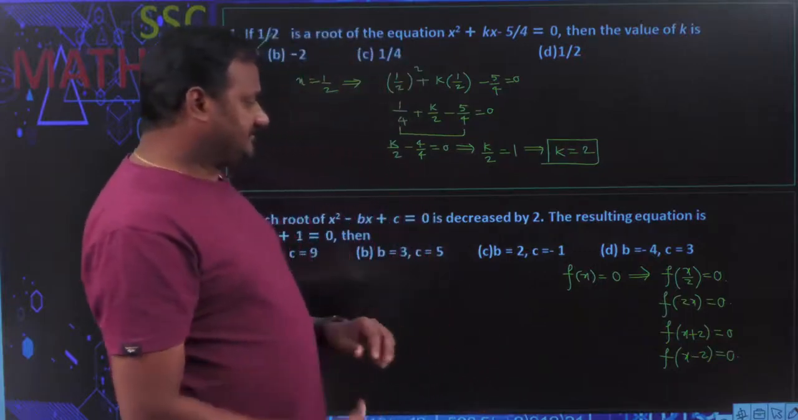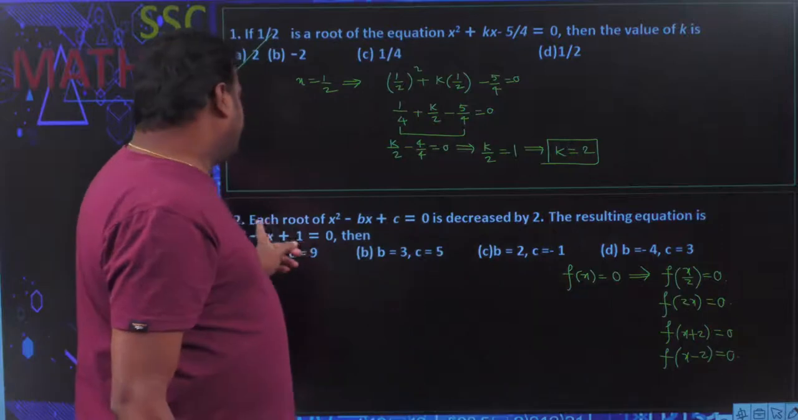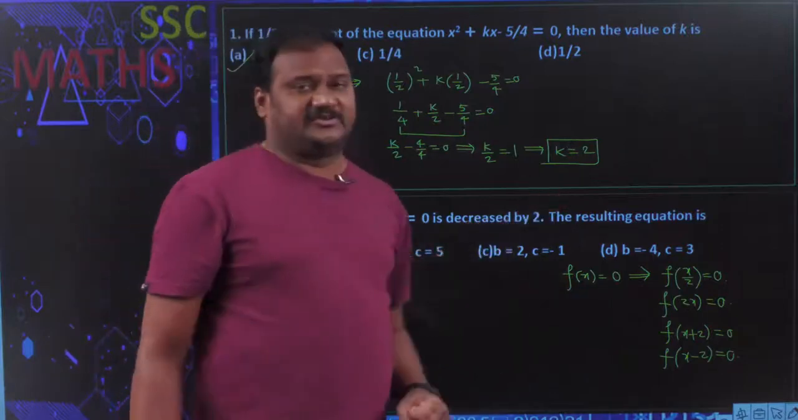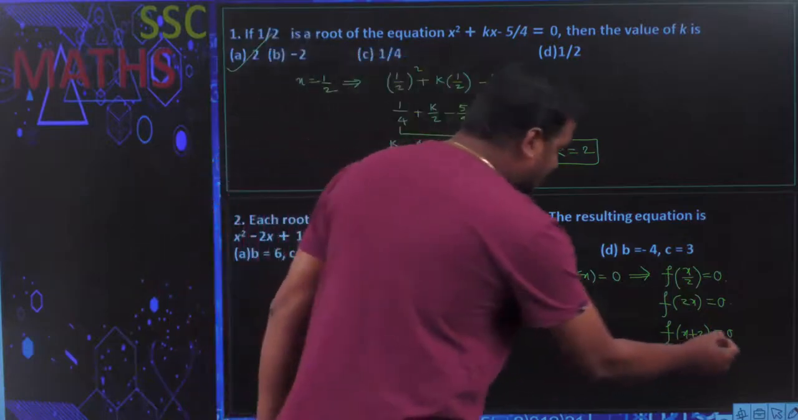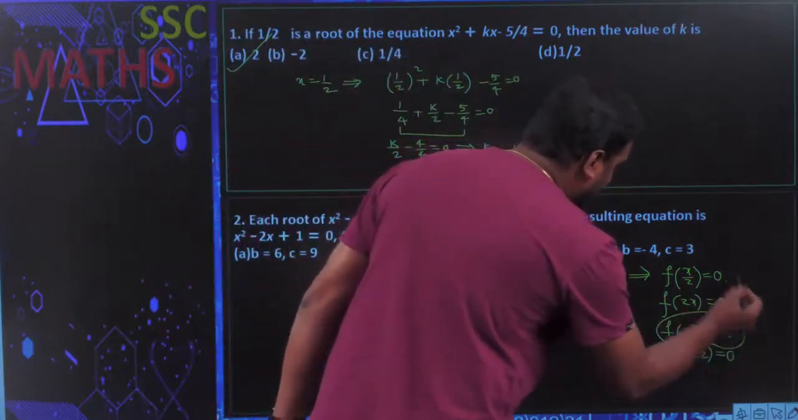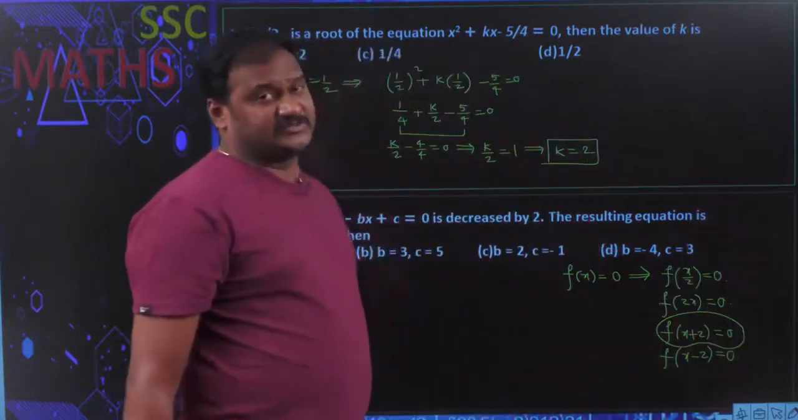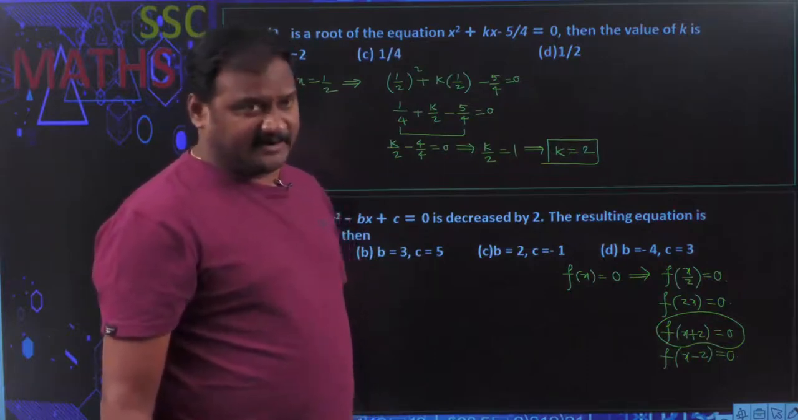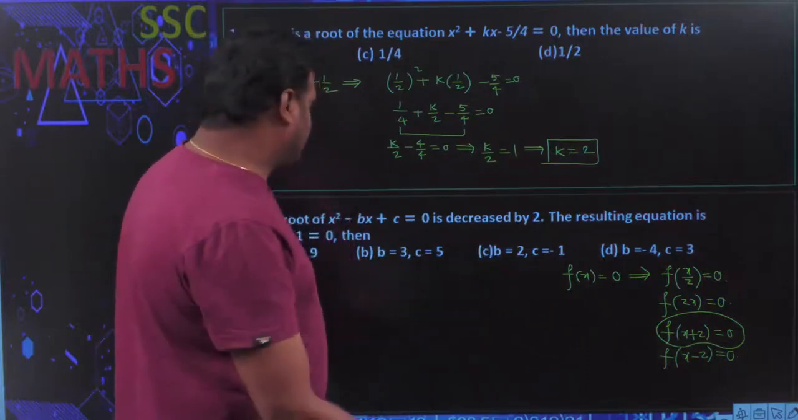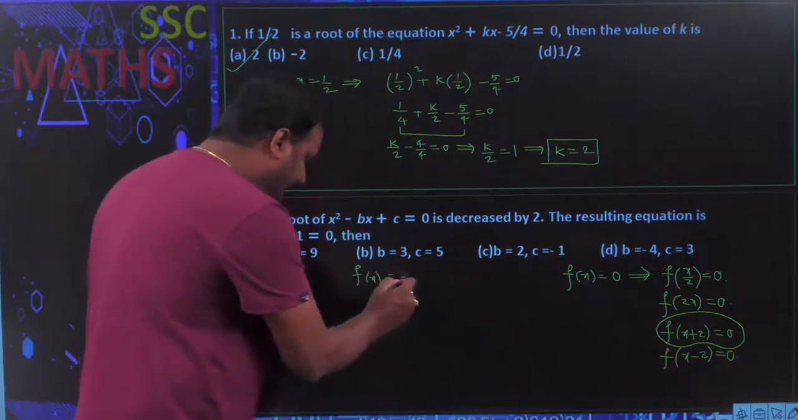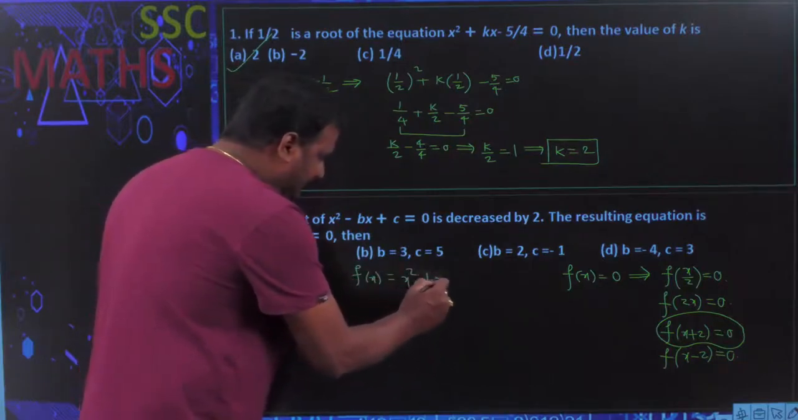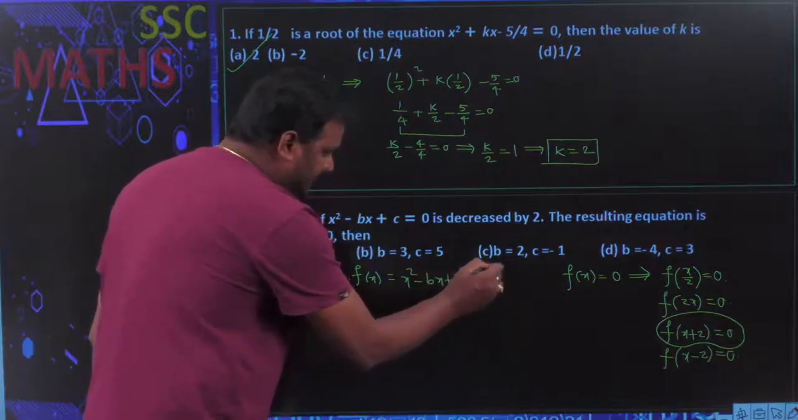Now, see here. Our given problem is roots are decreased by 2. Decreased by 2 means what? Subtracted by 2. So, whose roots are subtracted by 2, then the new quadratic equation so obtained is f of x plus 2 is equal to 0. Got my point? F of x plus 2 is equal to 0. So, here f of x is given as x square minus bx plus c is equal to 0.